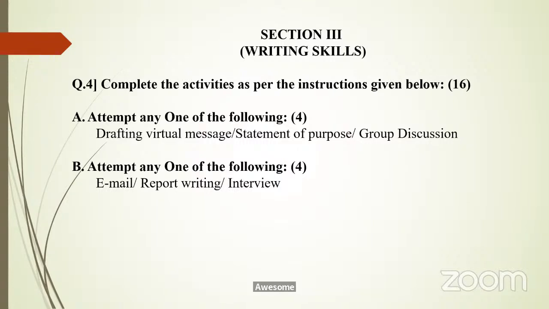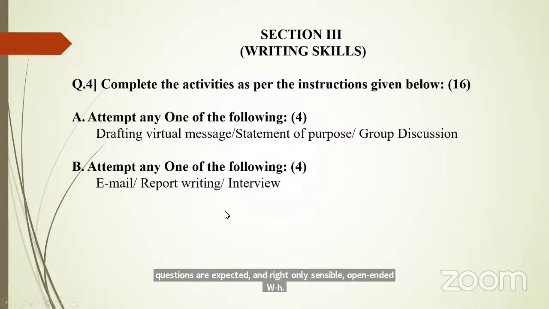Ask sensible questions generally for interviews. Different categories are there, like a sportsperson, a politician, or maybe a person from a famous personality. And a few questions are very similar, that is, who was your role model, or what message would you like to give? So if you prepare it well, answers are not expected here. Some students have written in a dialogue form. If you write in a dialogue form, you'll get 0 marks. Only questions are expected, and write only sensible, open-ended WH questions. WH questions: what, when, how, where, and all.